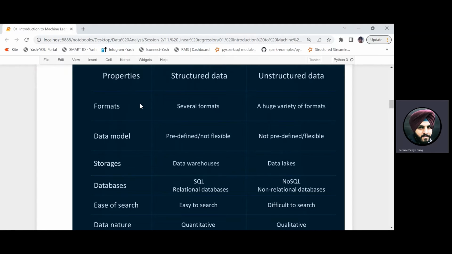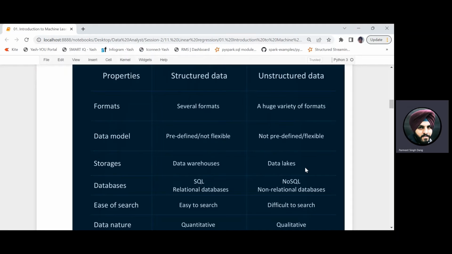If I talk about the data model, structured data has a predefined data model and it is rigid, not flexible. Unstructured data does not have any predefined data model. It is very much flexible. Here in structured data, we would be using the concept of data warehouses, whereas in unstructured data, we would be using the concept of data lakes.